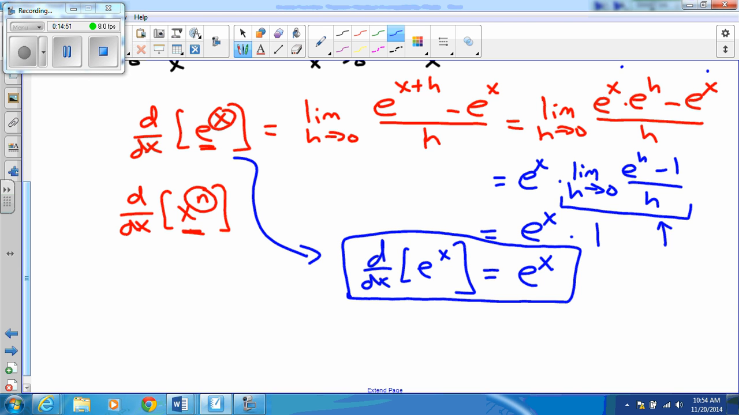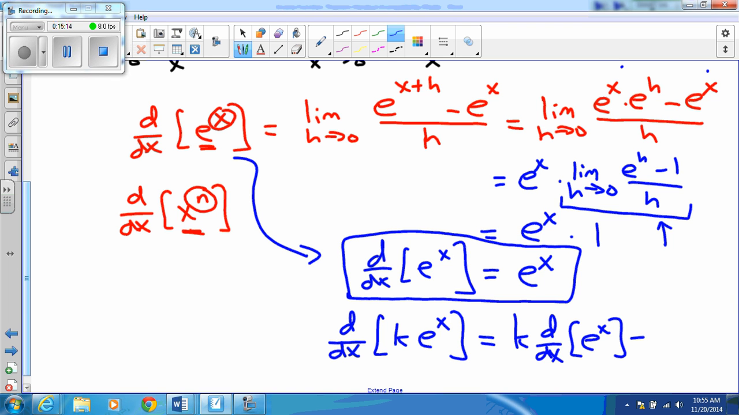Now, the question is, are there other such functions whose derivative is themselves? In third quarter, we're going to investigate that question a little bit more thoroughly. The answer turns out to be no. That within a multiplicative constant, in other words, if I have a constant times e to the x, then, of course, using the constant multiple rule, its derivative will be a constant times e to the x. But leaving aside the multiplicative constant k, e to the x is the only function whose derivative is itself.